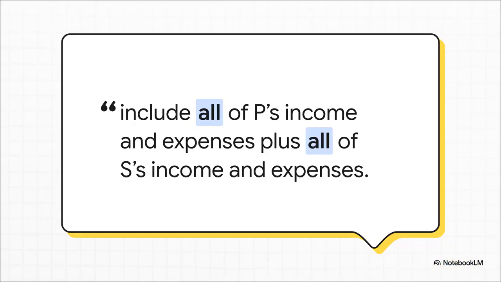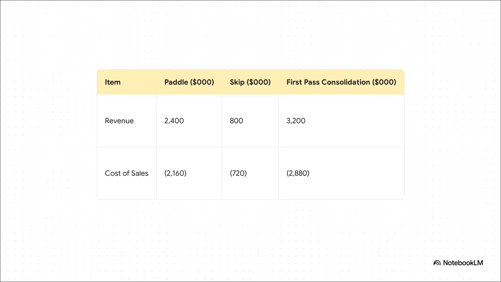The basic idea behind consolidation is pretty much what it sounds like. You take every single line from the parent statement and the subsidiary statement, and you just combine them. Revenue plus revenue, expenses plus expenses, you go line by line all the way down. So look at how simple this first step seems, right? We take Paddle's revenue of $2.4 million, we add Skip's $800,000, and boom, we get a combined group revenue of $3.2 million. Same deal for the cost of sales. Seems easy enough, doesn't it?